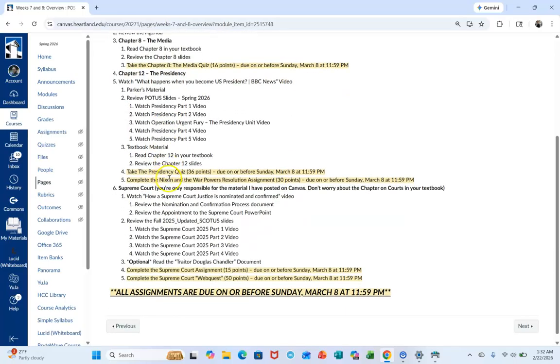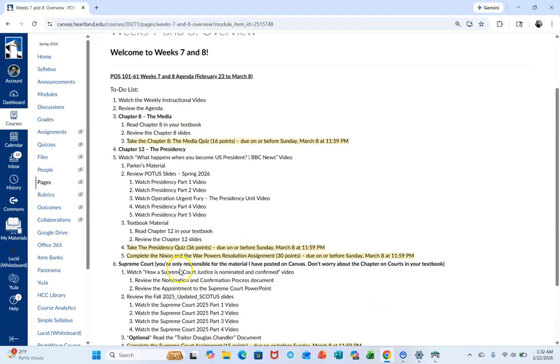These are not complicated, but they'll take time. So it would not be in your interest to put things off to the last second. This especially takes a bit of work, the Supreme Court Web Quest.